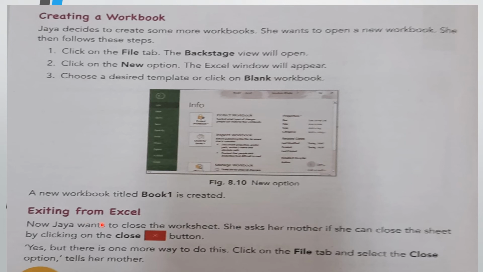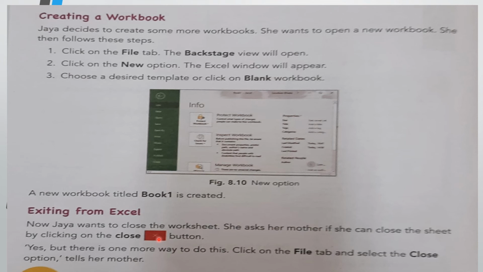And exiting from the Excel. How can you exit from the Excel? When you have completed your work, after that you want to come out from Excel, how will you do this? Children, it is very easy. There are two methods. Number one, you can click on close button at the top in right side. You can see a close button.